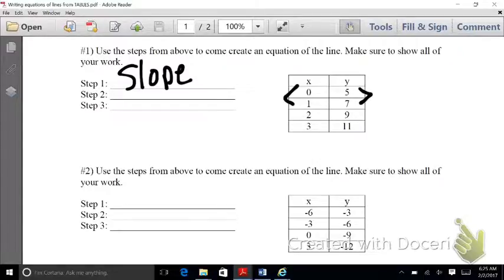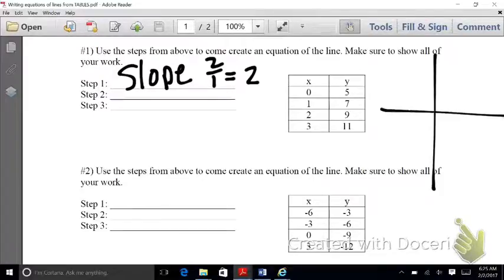So my change in y from 5 to 7 is an increase of 2. My change in x from 0 to 1 is an increase of 1. So 2 over 1 simplifies to a 2 for the slope. Now the y-intercept, remember step 2, I just explained that the y-intercept is whatever y is when x equals 0.